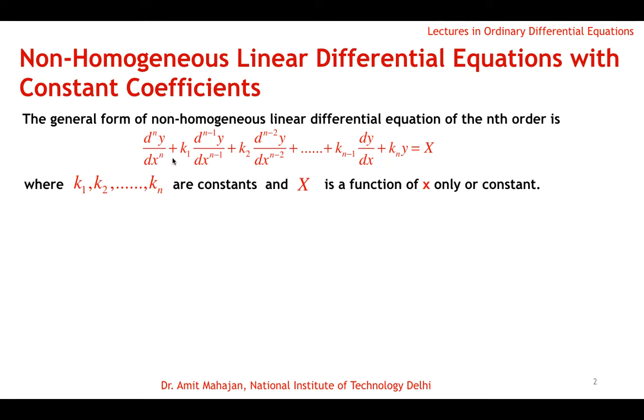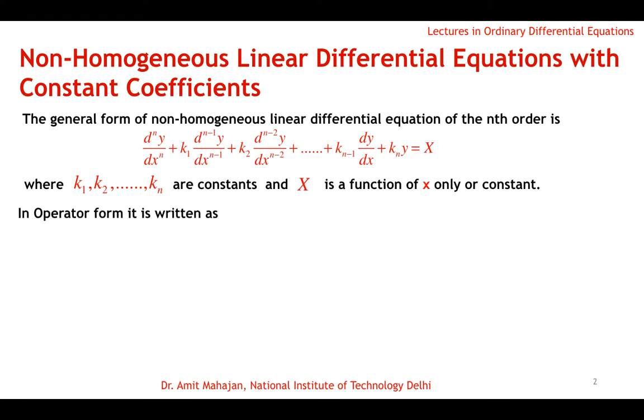where it is nth order because the highest derivative is the nth derivative, the d^n y by dx^n term. It's a degree 1 equation because its power is 1. Here the coefficients k1, k2, kn are constants. That's why we are saying that it is with constant coefficients, and it is non-homogeneous. That means the right hand side X is non-zero, either a constant or a function of x.